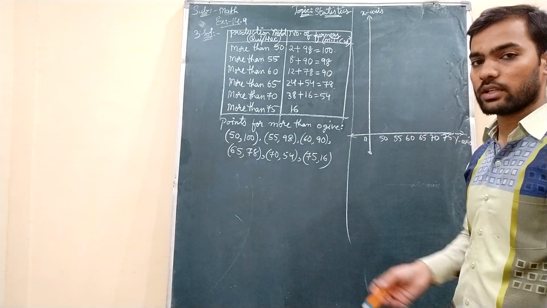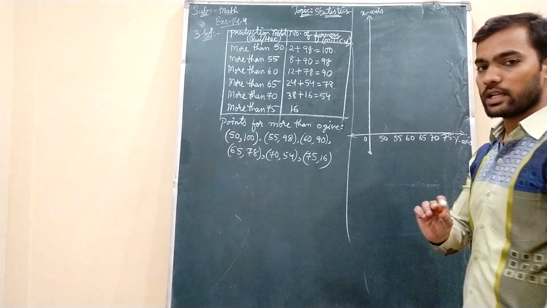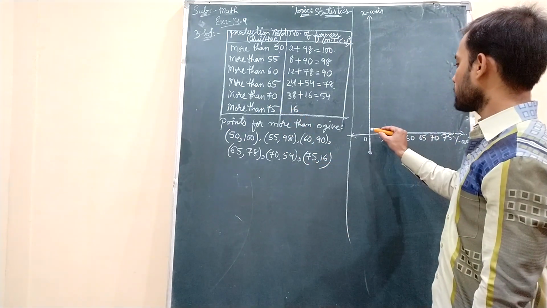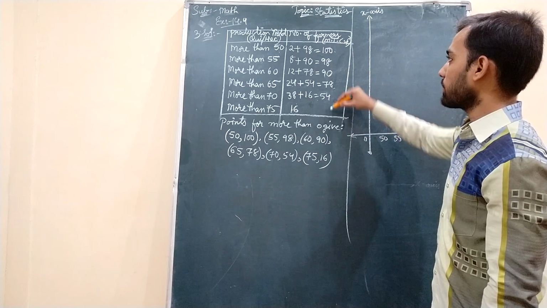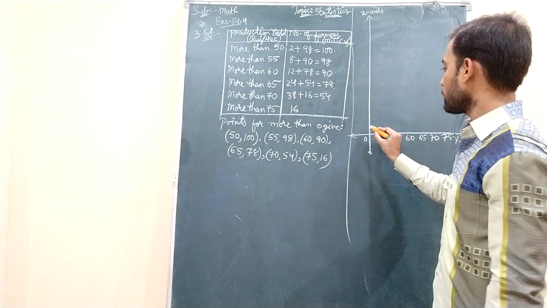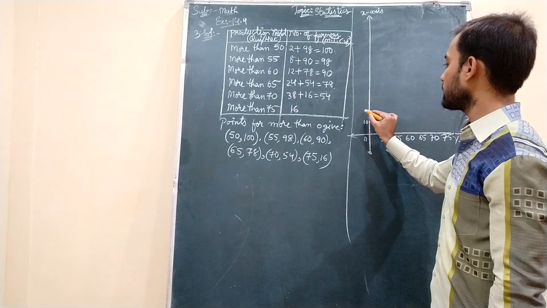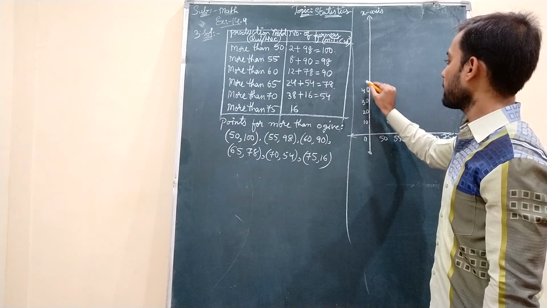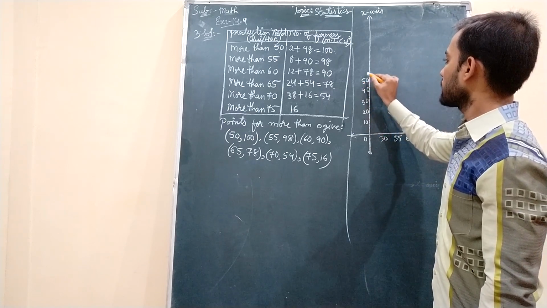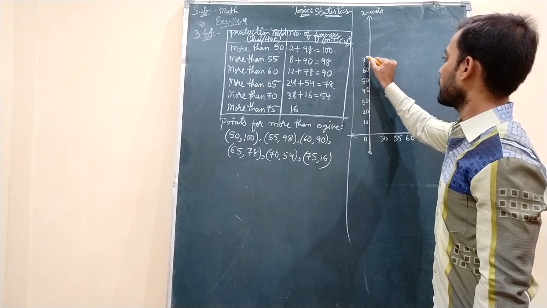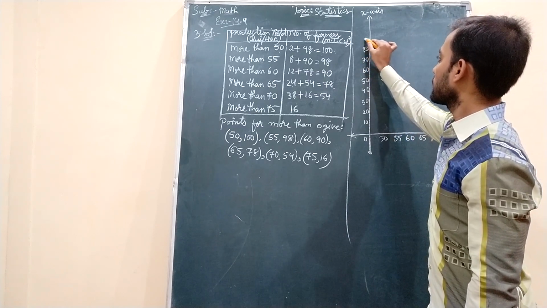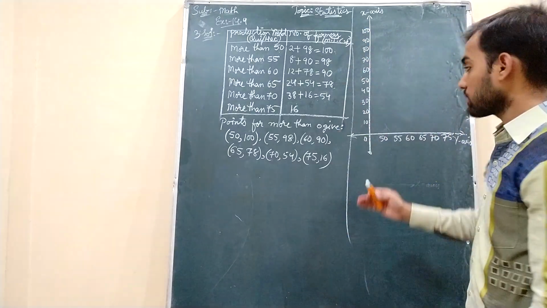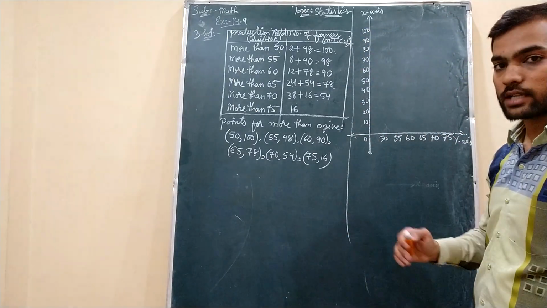If you want, you can take 80 also, but till 75 it is compulsory because 75 is also included over here. Now on the cumulative frequency part, the highest number is 100. So I will go on taking 10, 20, 30, 40, 50, 60, 70, 80, 90, and then 100. Okay guys, so we have taken the points on x-axis and y-axis.